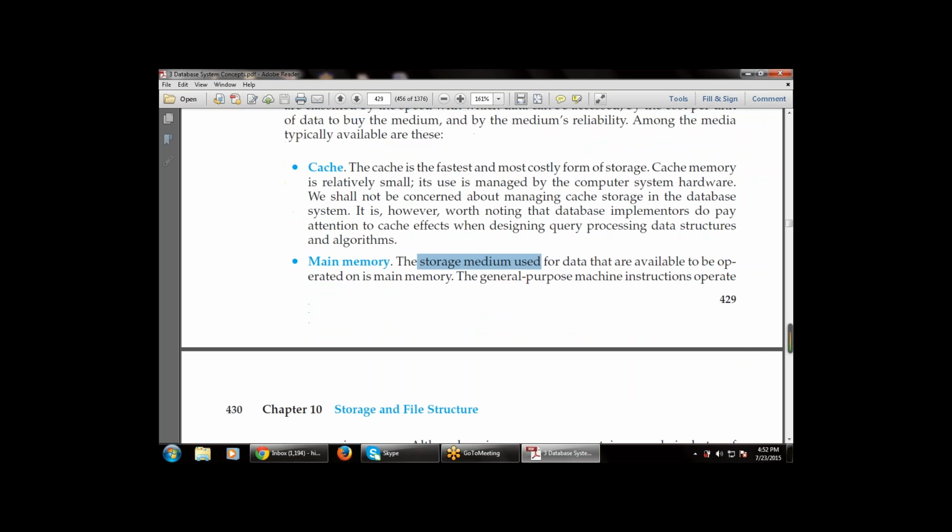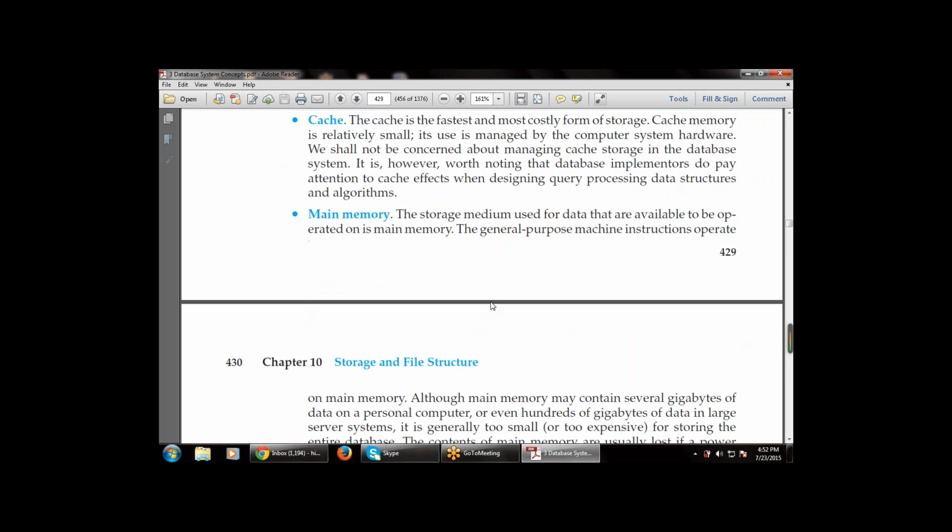The next physical storage medium available is the main memory. The storage media used for data that is available to be operated on is the main memory. This is a physical storage medium. The general purpose machine instructions operate on the main memory.